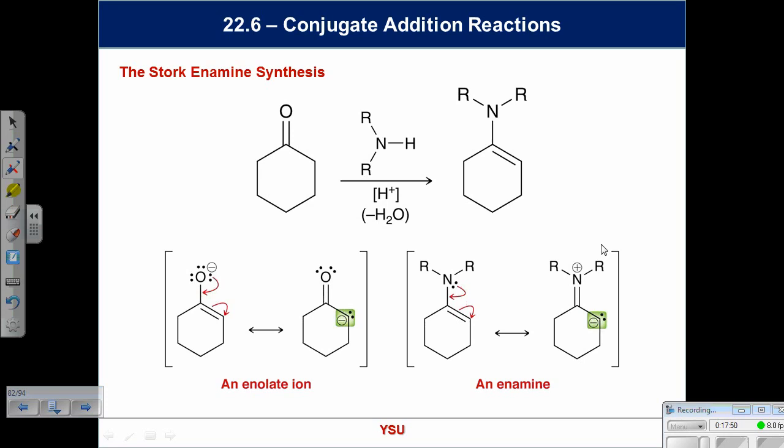And this was work developed by Gilbert Stork, who, I think he's still going, born in 1931. He's up at Columbia in New York. And he developed the enamine synthesis. We said we'd come back to enamines eventually. This is where we do it. And what we're going to do here is develop a surrogate of an enolate. We're going to develop something that acts as an enolate, but it isn't, but it then becomes the same product that you would get if it was an enolate. So it's behaving as a surrogate.